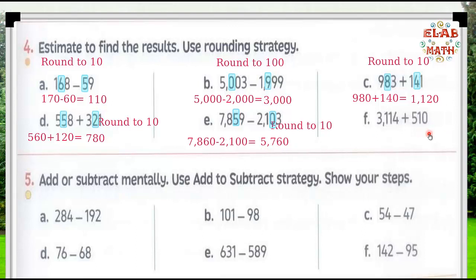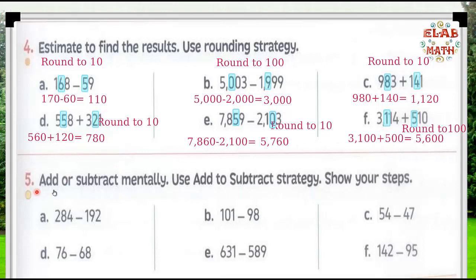Last one, number 4, 3,000. We will round to the nearest 100. We have here 5 in the hundreds place, and here we have 1. 5 after 1, after 5, 1. That means write 5 without a change, 500, and here 3,100, because after 1 we have 1, which is less than 5. So 3,100 plus 500 will be 5,600.